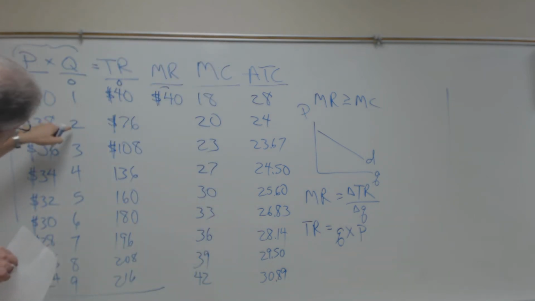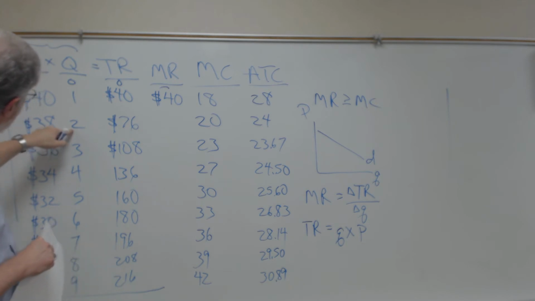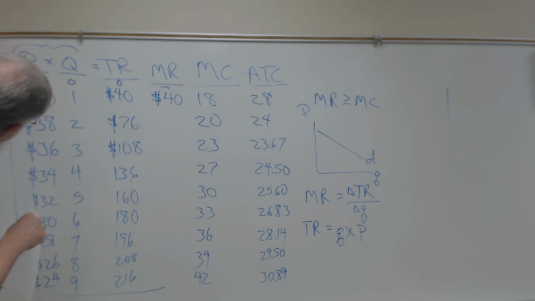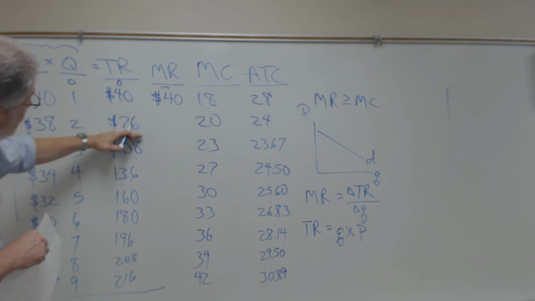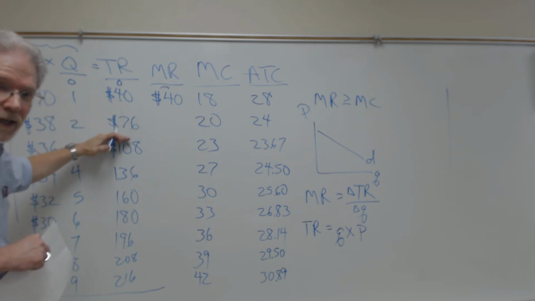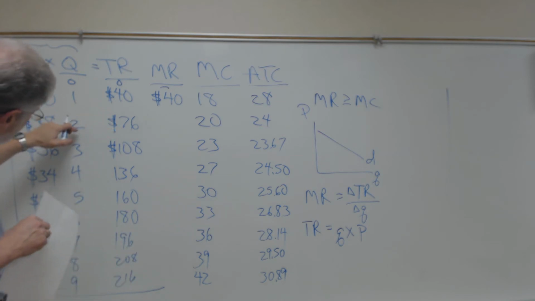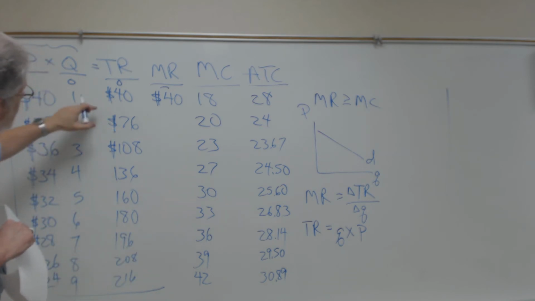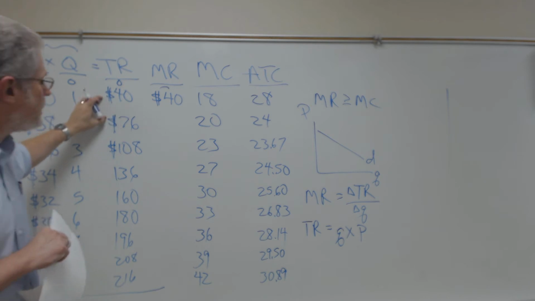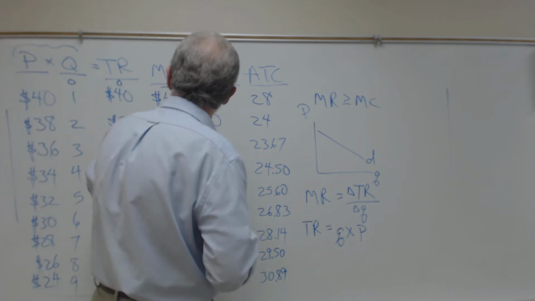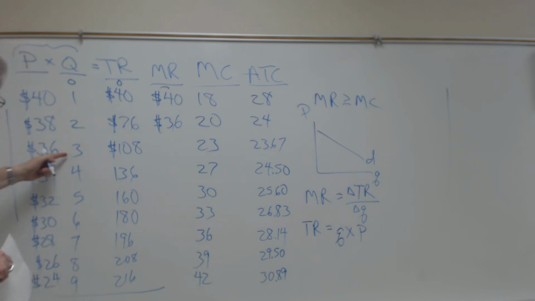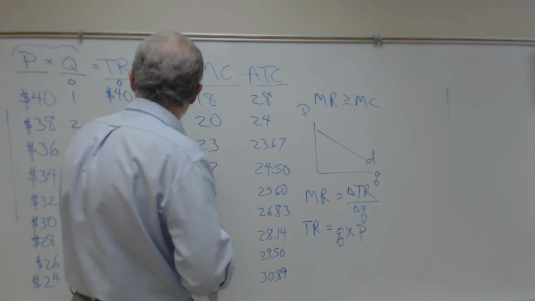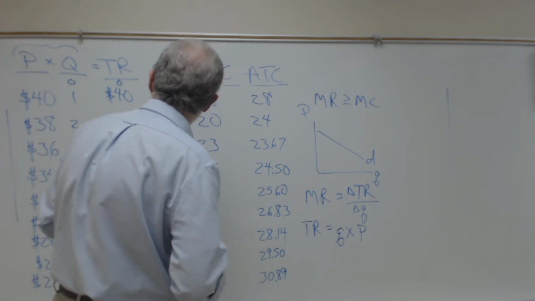If you decide to sell 2 units, okay, well, you have to cut the price from 40 to 38, and total revenue goes from 40 to 76. So the marginal revenue from that second unit is the change here, which is 36. If he wants to sell 3, he's got to cut his price to 36. His revenue goes to 108. Total revenue goes from 76 to 108, and that is a change in revenue of $32.